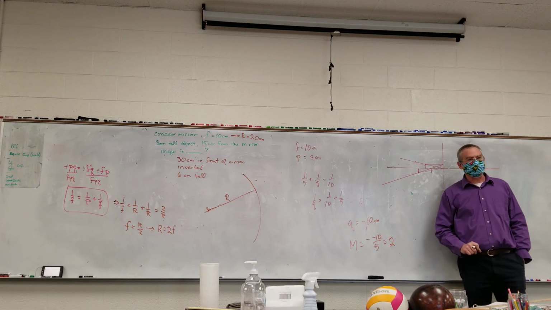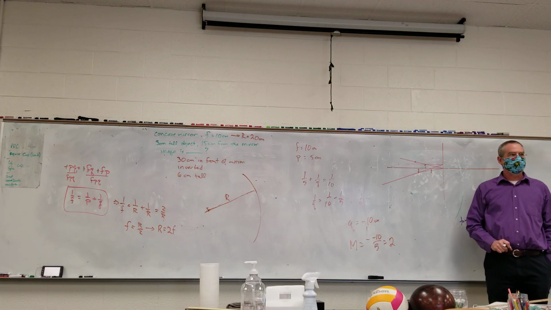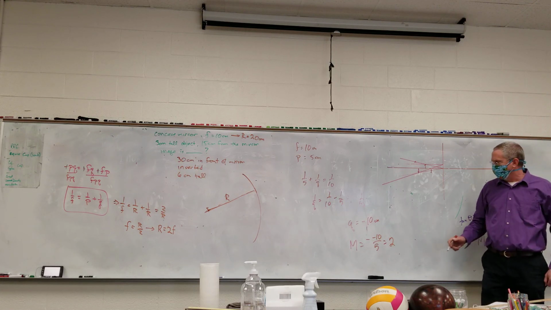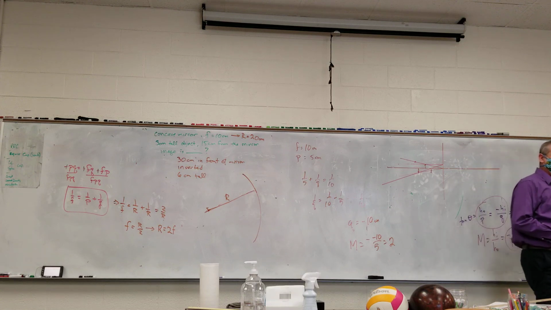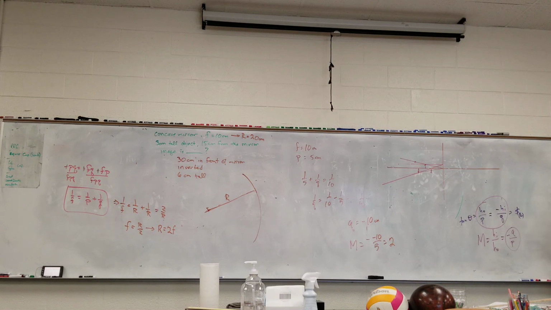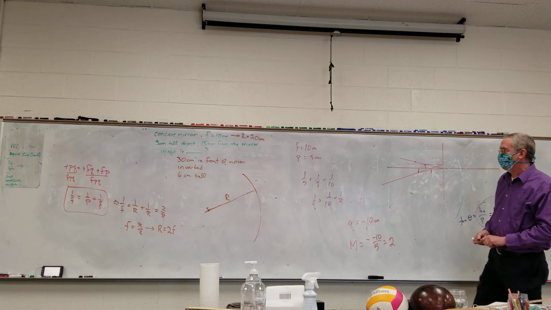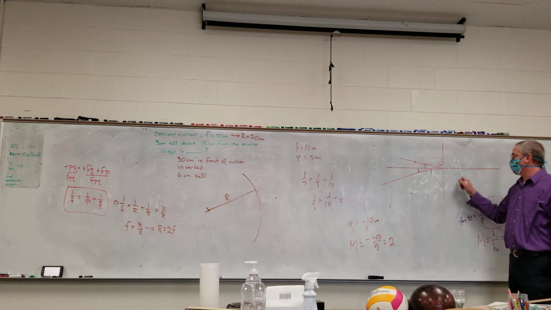My magnification is positive. What does that tell you about the image? It's upright. Yeah. What does a Q of negative 10 mean? Negative 10 centimeters. It's the other side of the mirror. Yes, absolutely. The image is going to be over here.